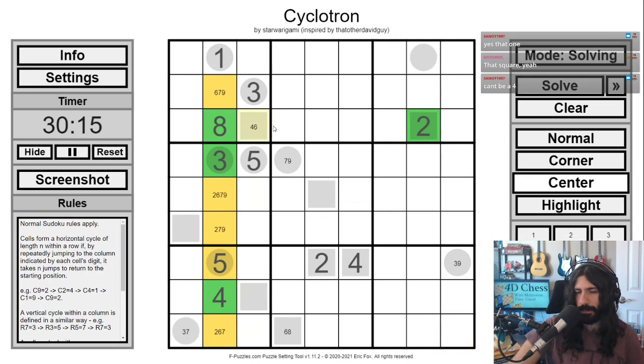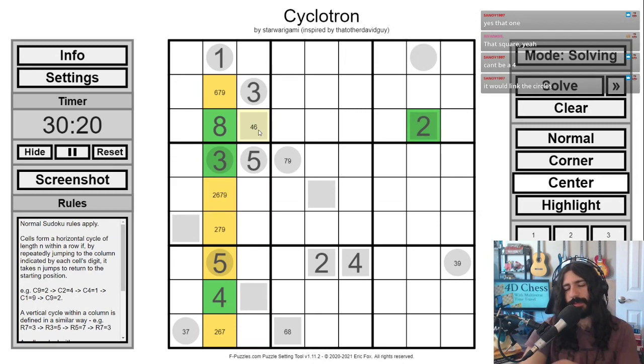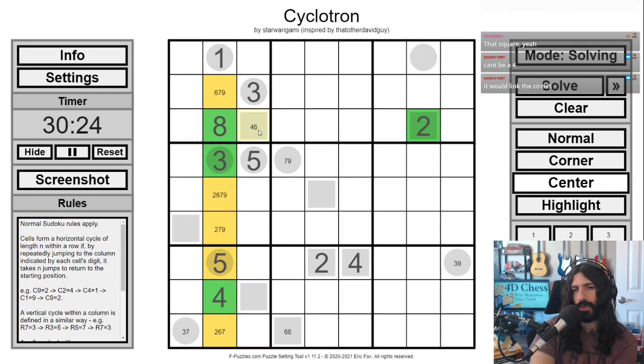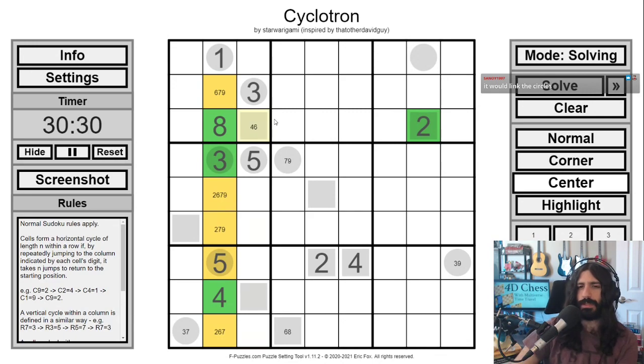This can't be a 4? Let's figure out why the hell that can't be a 4. Why can't this be a 4? Four, it would be here. Why can't this be a 4? It would link the circles?